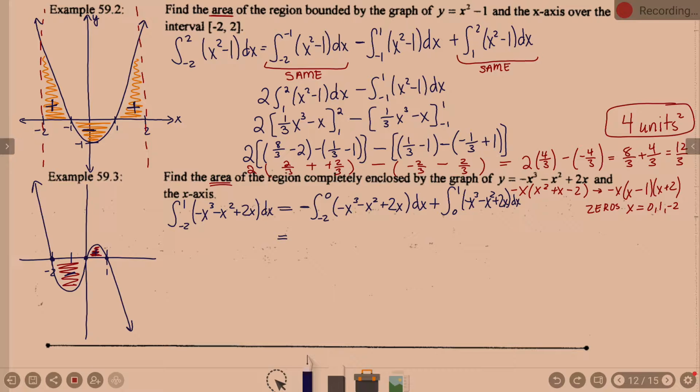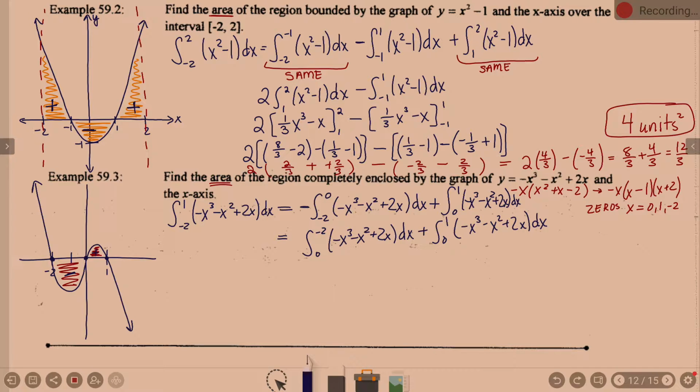So if we're going to flip this, basically we normally put a negative out front, but since the negative is out front, we can disappear that negative. And so instead of going from -2 to 0, 0 to -2. And it's still of the -x cubed minus x squared plus 2x dx. The second integral is not affected. It stays as is. And if you haven't already, we're ready to integrate.